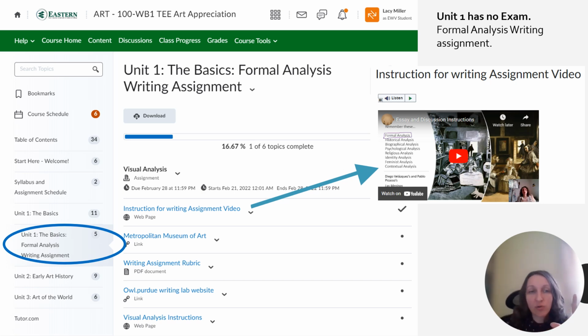Now, it has its own content area, which is the formal analysis writing assignment. It's right underneath of the basics. It has a video with the instructions. It has written instructions. It has a rubric. It has resources, like the Writing Lab website, on how to cite your sources. There is so much information in here.